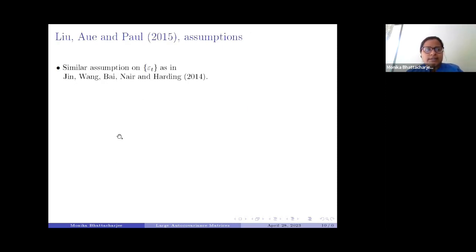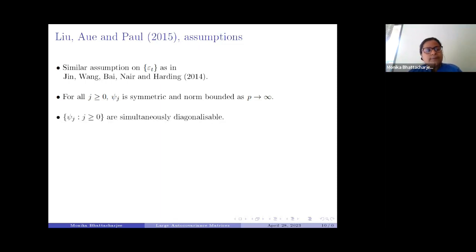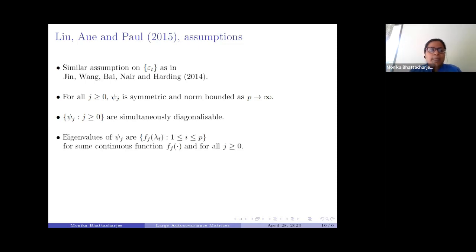Now I'm considering the next result in this direction, which is by Liu, Aue, and Paul in 2015. They consider a similar assumption on the driving process as the previous one, and they have the coefficient matrices because they consider a moving average process of order Q, not an MA(0) process. So they consider these Xi_j matrices, the coefficient matrices, as symmetric and norm-bounded. Norm-bounded means its largest singular value is bounded as p goes to infinity. And then the Xi_j's are simultaneously diagonalizable, but we have already seen that even if they are not simultaneously diagonalizable, we have the result, at least in the figure we have seen. And there are certain technical assumptions that I'm not going through.